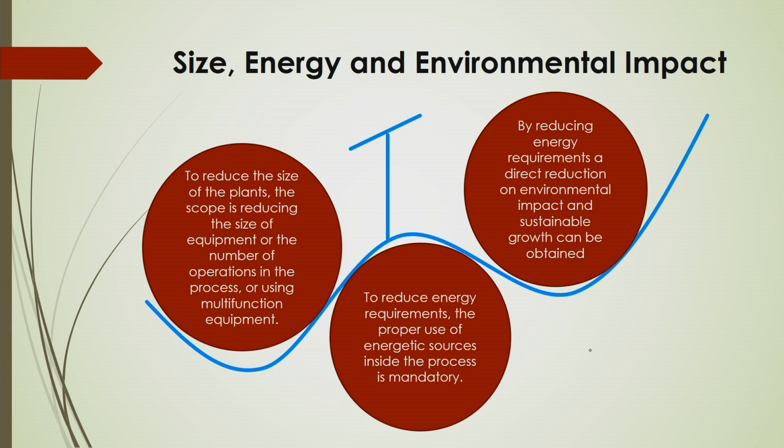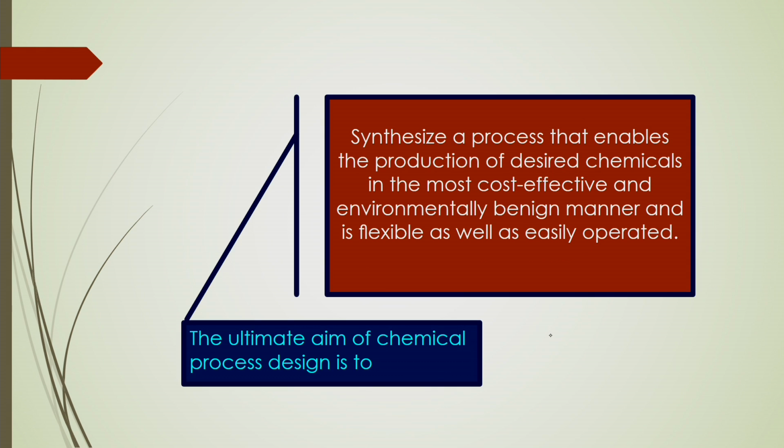So, you have to design or develop the process in such a way that energy consumption will be less, and even whatever energy is produced should be produced in a way that has a positive impact on the environment. And also, the ultimate aim of chemical process design is to synthesize a process that enables the production of desired chemicals in the most cost-effective and environmentally benign manner, and that is flexible as well as easily operated. So, in that case you have to synthesize a product by a certain process design.